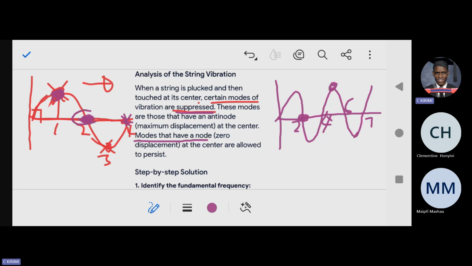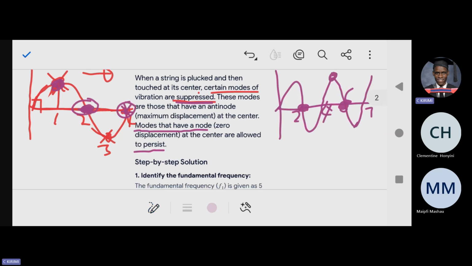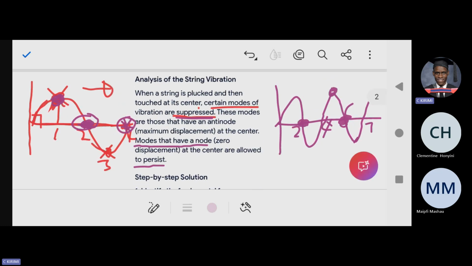So at these points where the displacement is 0, that's where it persists. That's what they are saying. So the modes at the center are allowed to persist only at 0 displacement, which means these are the modes which are at the nodes. So when you're answering this question, you explain like what we did, that they are being suppressed.